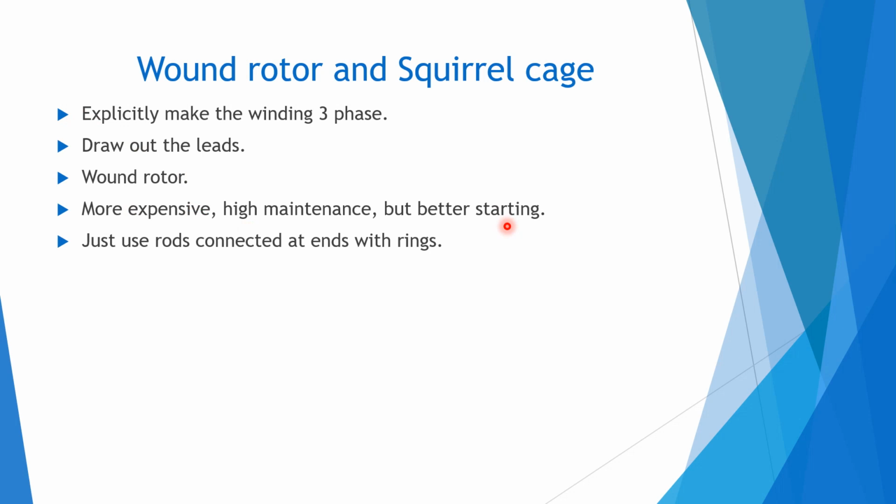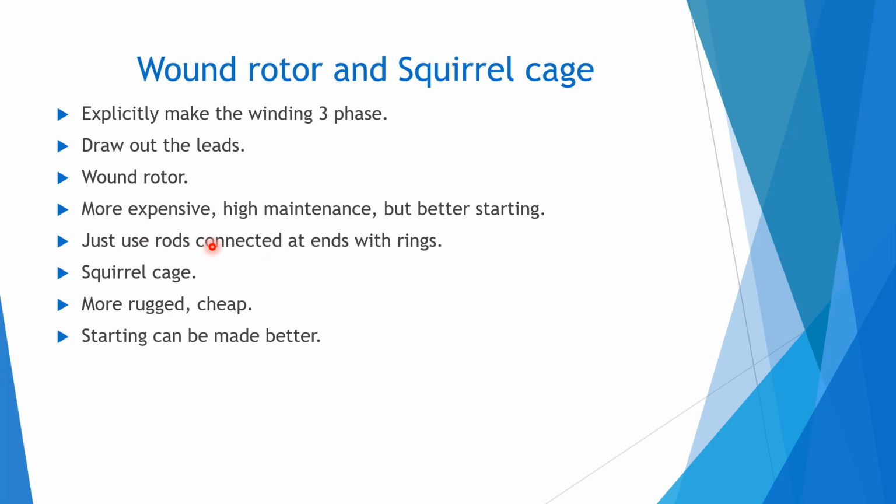So what is a squirrel cage? What you do is you just use rods and you connect them at the ends with rings, right? You just take many rods and put them in a circular fashion and connect them at the ends with rings. I will show you a photo later, but this is what a squirrel cage looks like. So it's called a squirrel cage rotor. It is much more rugged. The rotor usually doesn't have any damage whatever you do to it, and it is much cheaper than the wound rotor because you are using very simple windings now, and its starting can be made better.